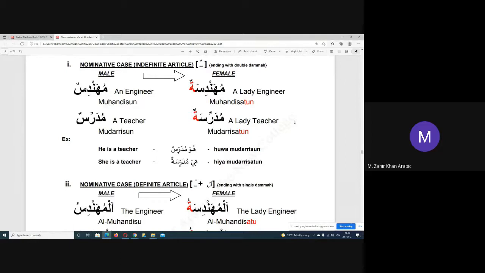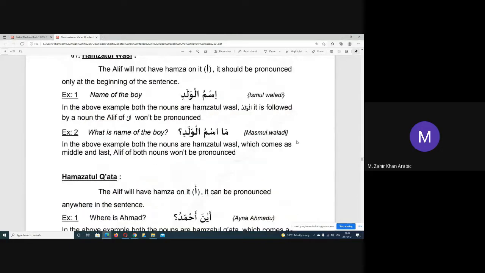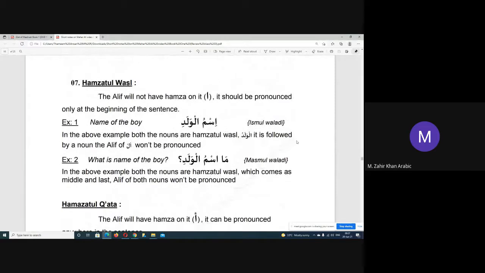So in this page, we are giving the example for both definite and indefinite. How to make a lady teacher and the lady teacher. Okay. For example, an engineer becomes muhandisun, a lady engineer, muhandisatun. The same you can see in the next one. The engineer, al-muhandisu, and the lady engineer becomes al-muhandisatu. Hamzatul wasl and hamzatul qat'.